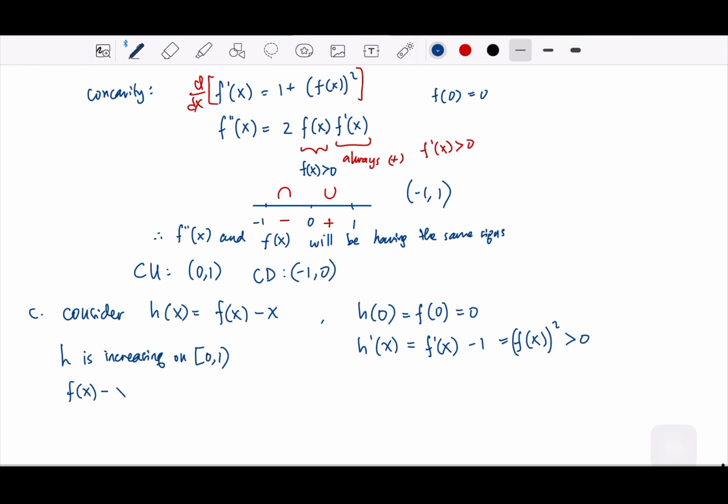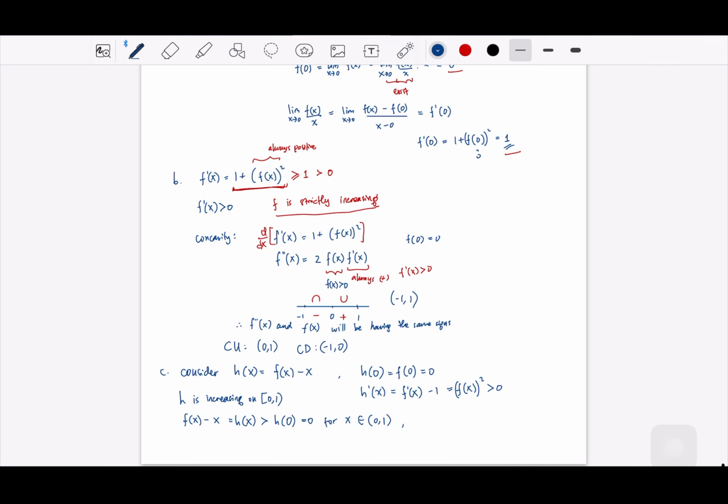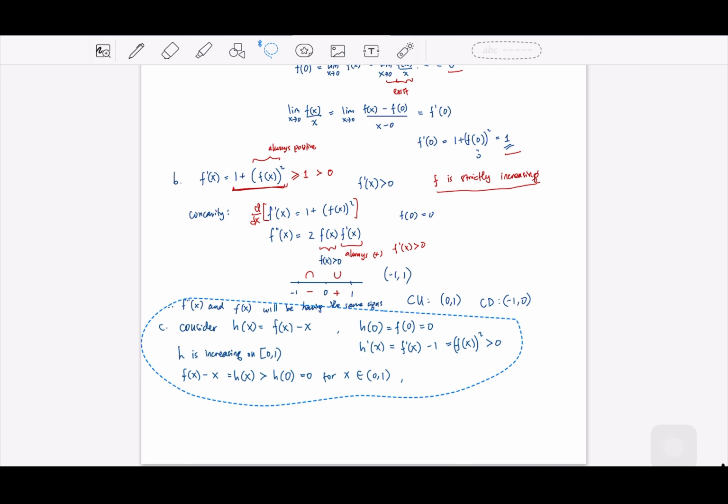And we have, this is h. This is always greater than 0, when it's equal to 0, okay, for x from 0 to 1. And then I think I need to make this smaller. Okay. Let's make this smaller. Let's move around here.